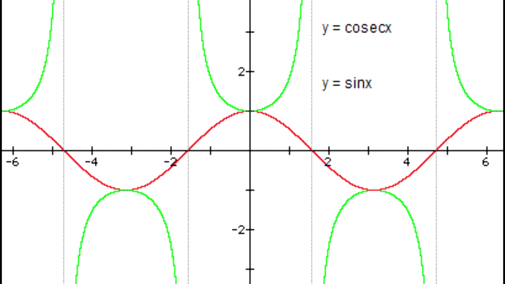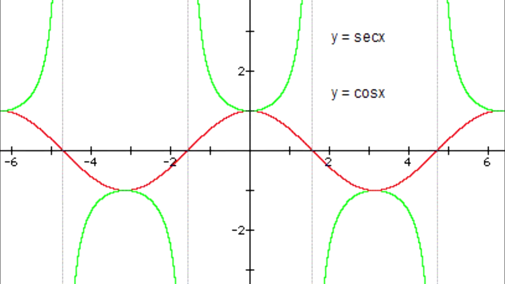Our red curve is the sine curve. Now at the vertex, the graph gets reflected and it is drawn as a green curve. That green curve will be the graph of y equal to cosecant theta. In the same way, for secant, secant and cos are related with each other. The red graph is the graph of y equal to cos theta. Now when you reflect the cos graph at its vertex, we get the green graph. That green one is y equal to secant theta.